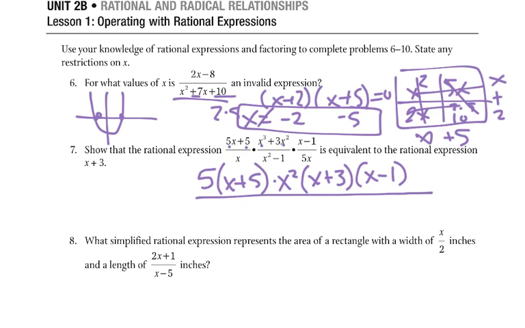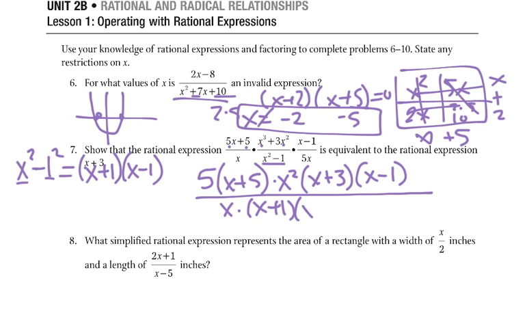Over, we have x times, now this x squared minus 1 is a difference of squares. It's a rule we knew, where it was x plus 1 times x minus 1, right? Take those two and you add and subtract. So we have x plus 1 times x minus 1.